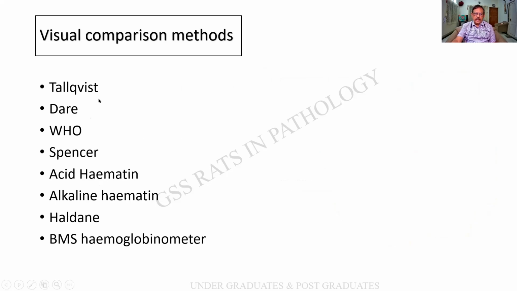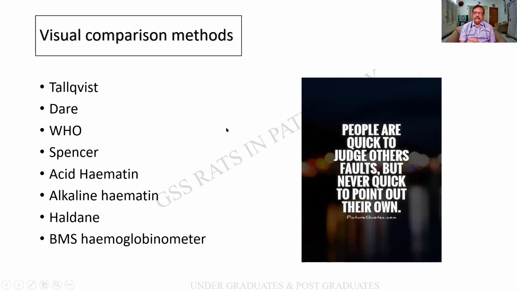And these are the methods I would like you people to kindly memorize the list. Tallquist, Dare, WHO, Spencer, acid-hematin, alkali-hematin, Haldane, and the BMS hemoglobinometer. Again, regarding judgment of code, you people can just go through.